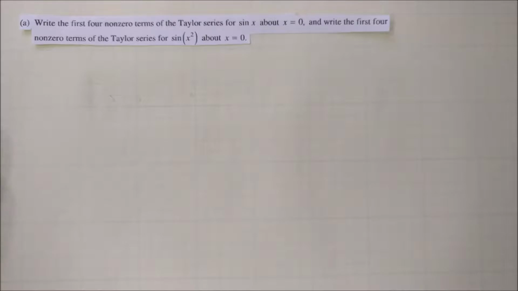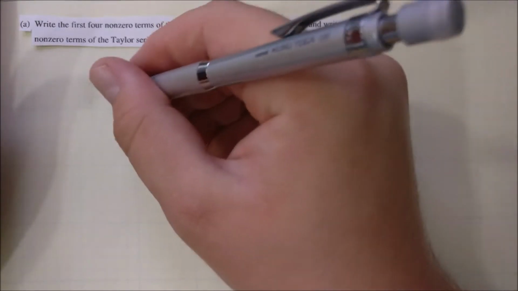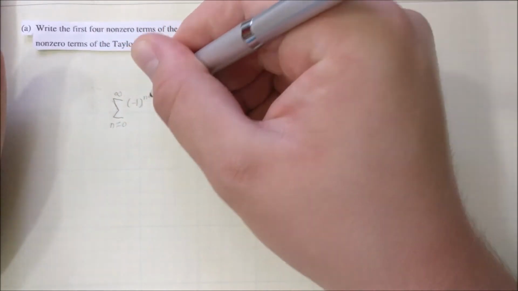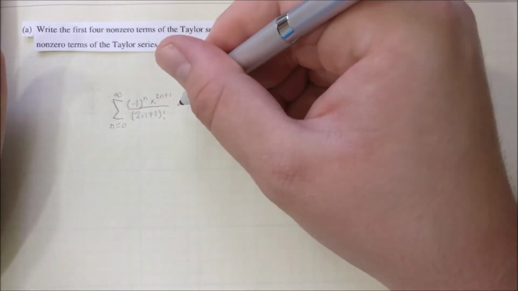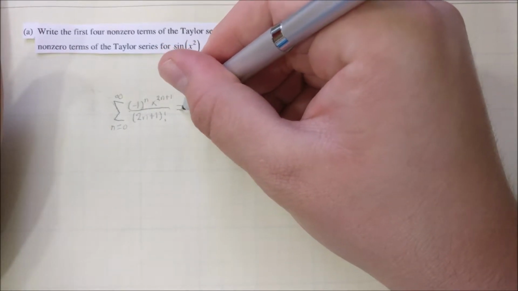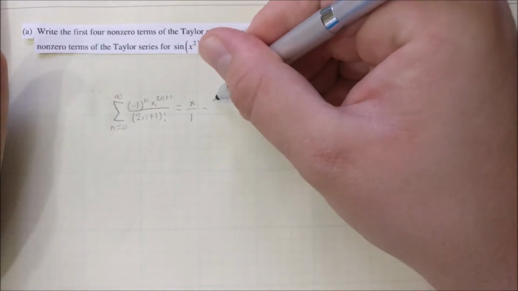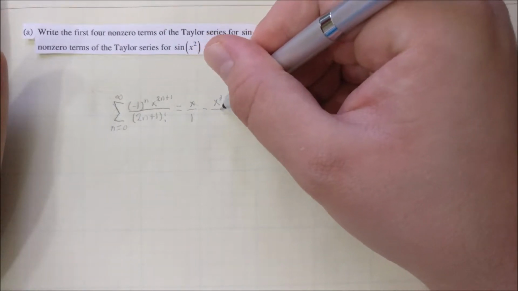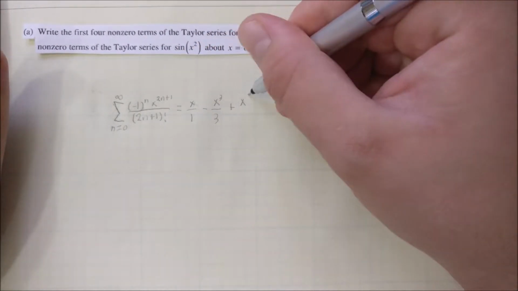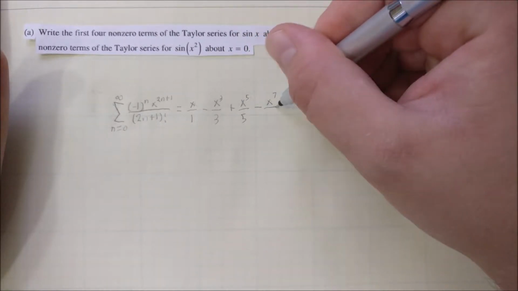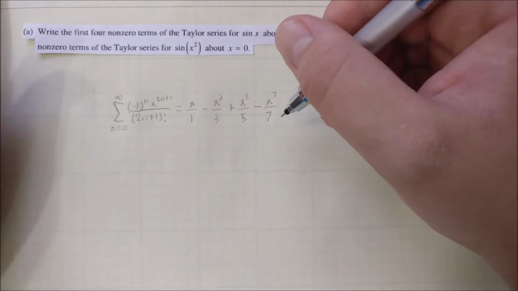Alright, so to write out the first four terms, we need to write out the general term, so we know what to write. So this is something you really should have memorized. It's just, and then we just write out each term, which comes out to x minus x cubed over 3 plus x to the 5th over 5 minus x to the 7th over 7.